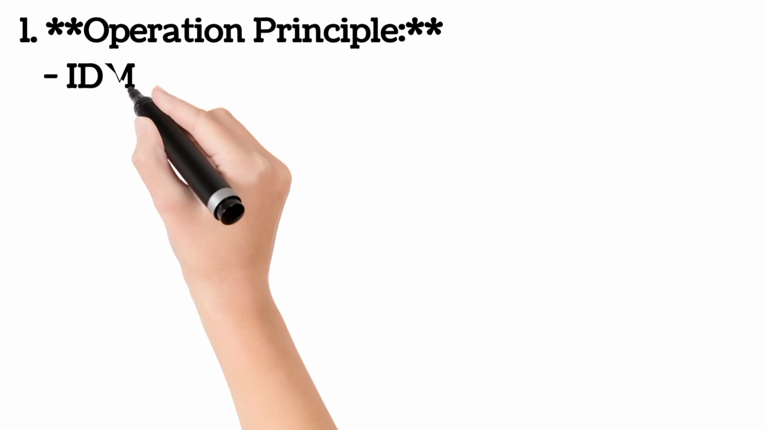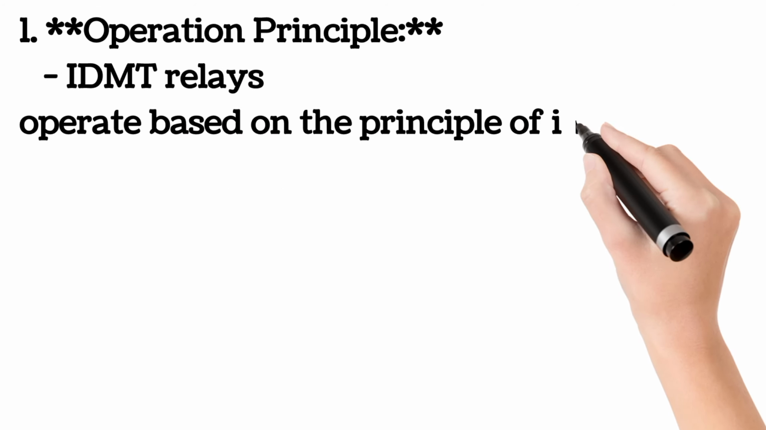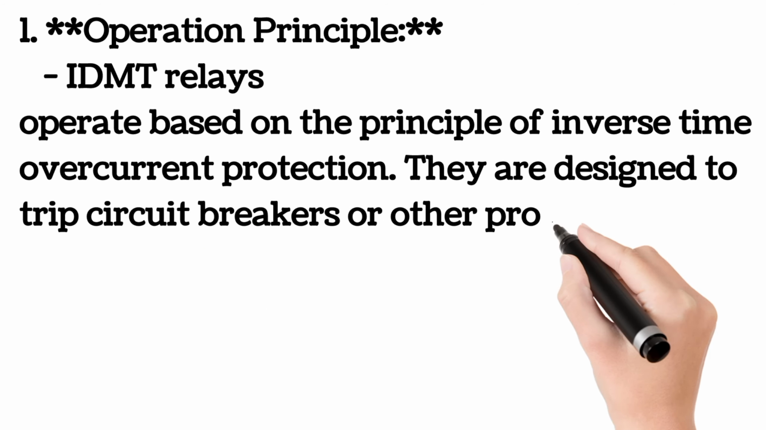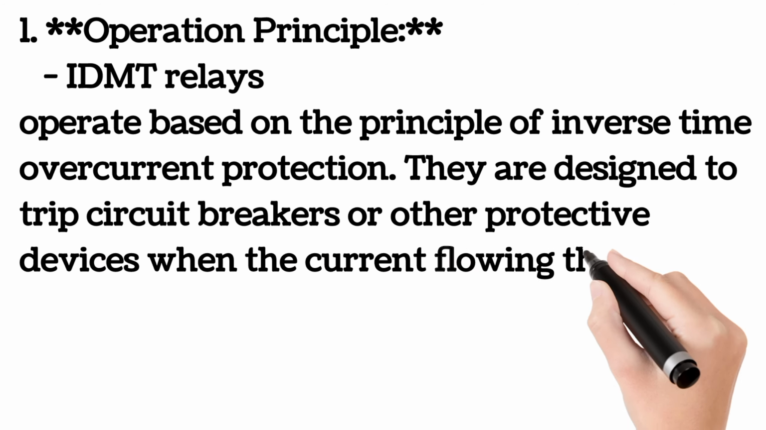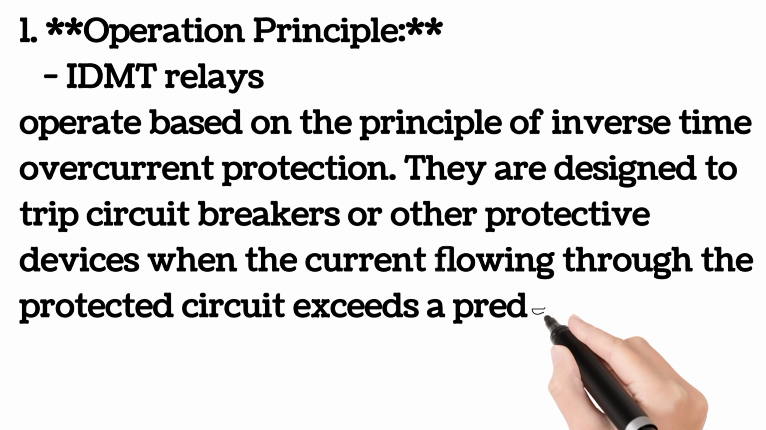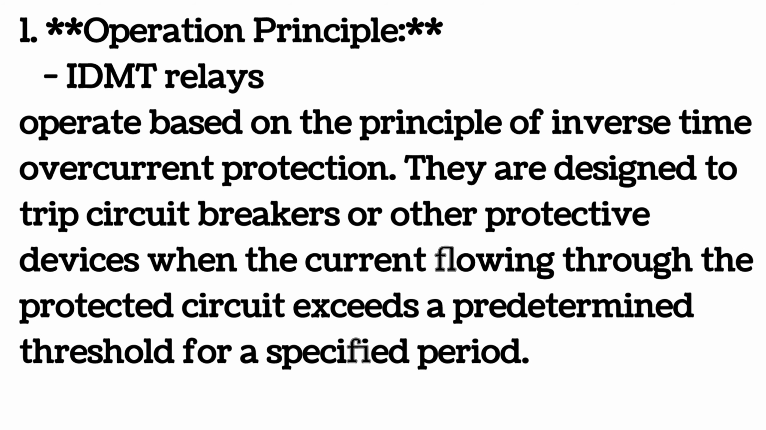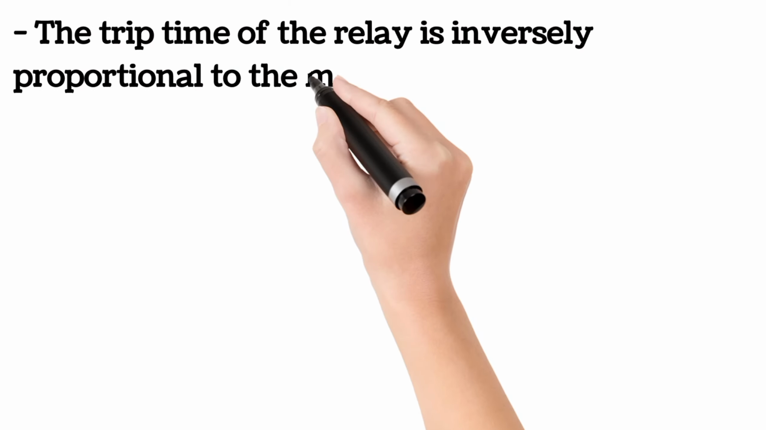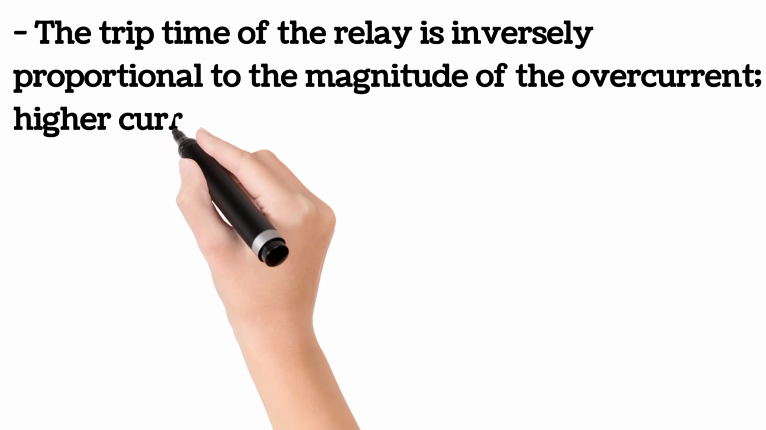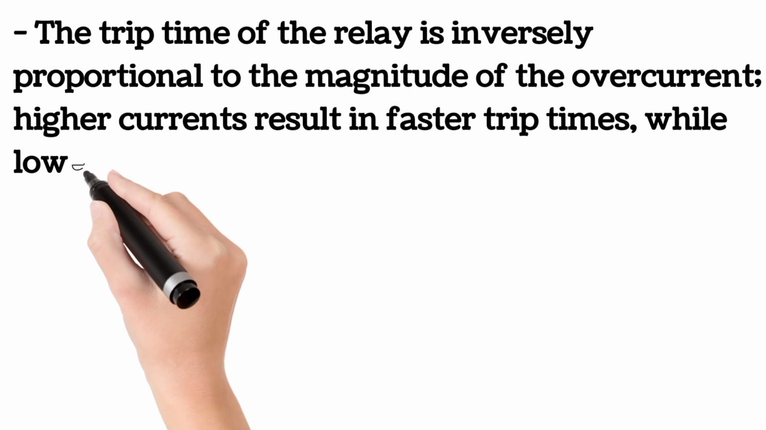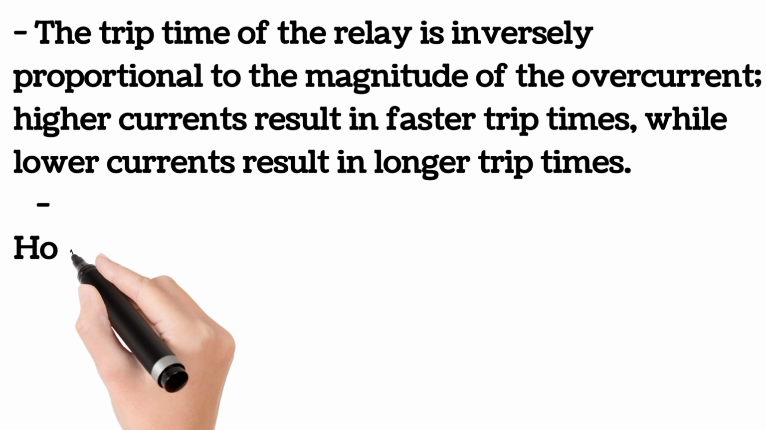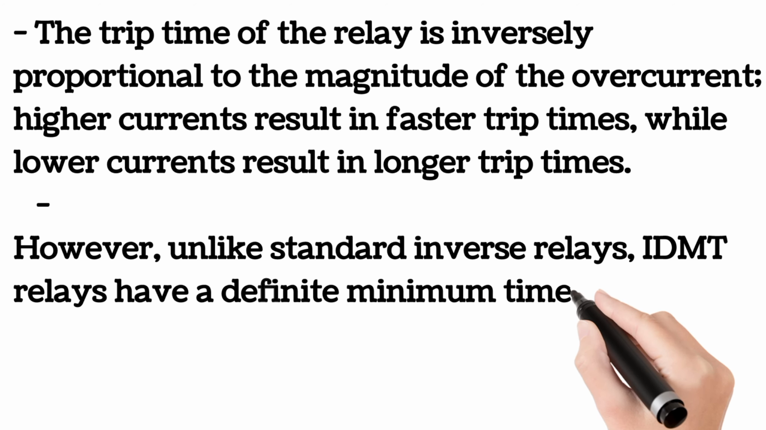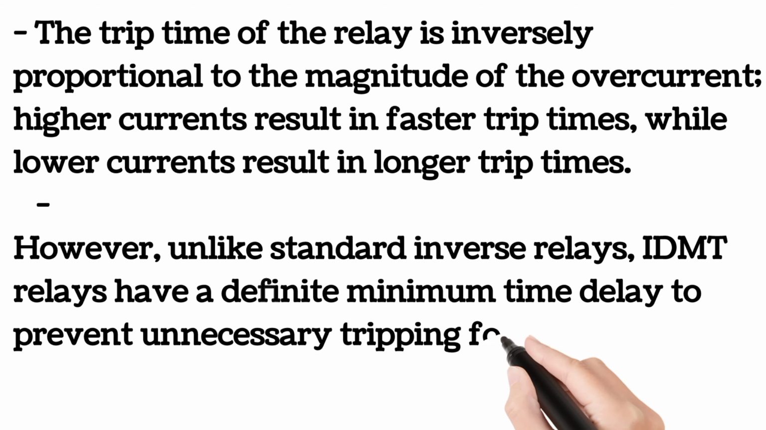1. Operation principle. IDMT relays operate based on the principle of inverse time overcurrent protection. They are designed to trip circuit breakers or other protective devices when the current flowing through the protected circuit exceeds a predetermined threshold for a specified period. The trip time of the relay is inversely proportional to the magnitude of the overcurrent. Higher currents result in faster trip times, while lower currents result in longer trip times. However, unlike standard inverse relays, IDMT relays have a definite minimum time delay to prevent unnecessary tripping for very high currents.